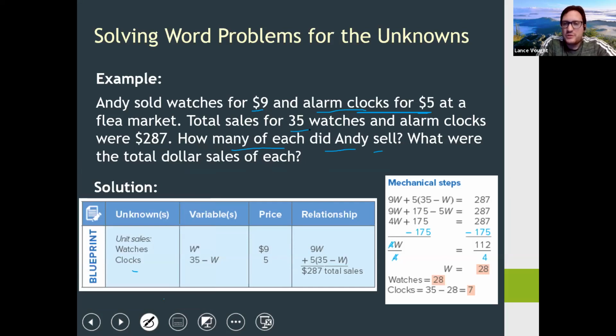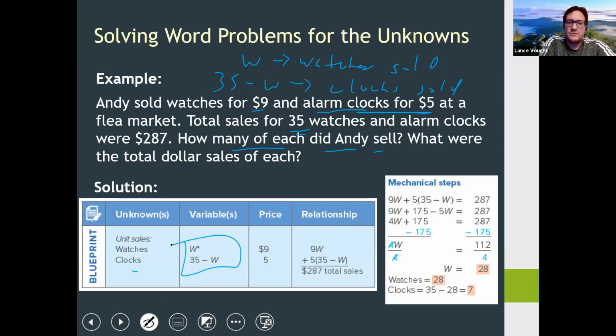Well, if we know we sold 35 of them, we have to denote one of them as the variable of choice. So we could choose C for clocks. We could choose W for watches. They use W for watches, so we'll go with W for watches. So we know W stands for watches sold. Now, we know 35 were sold in total. So instead of just trying to make a second variable like C for clocks, we know that the number of clocks sold is 35 minus W.